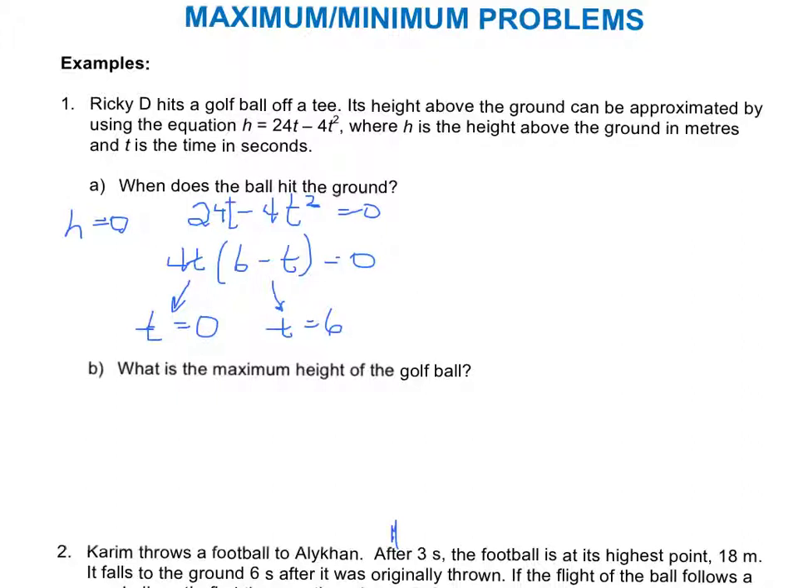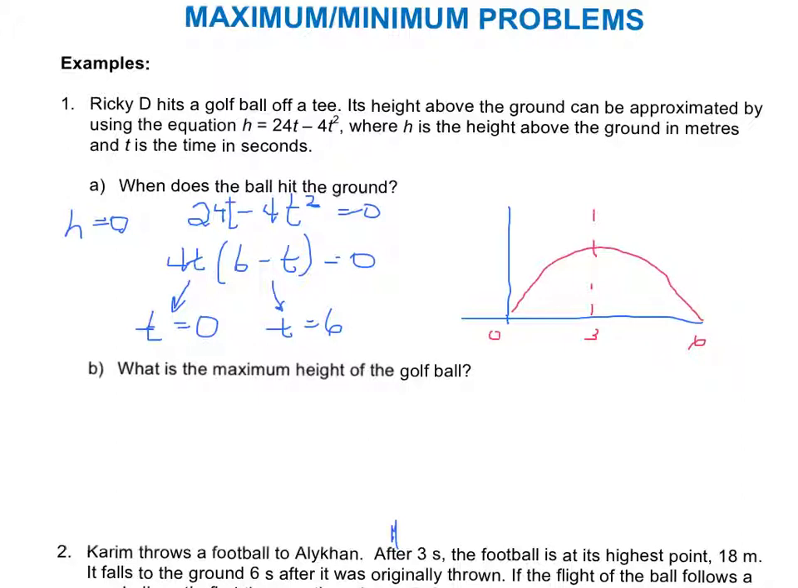Part B then says, what is the maximum height of the ball? Well, the first thing you need to ask is, when does that maximum height happen? If I do a quick sketch of this diagram here, I know that it starts at the ground, and 6 seconds later, it hits the ground. Well, we know that parabolas are symmetrical, so halfway, at 3 seconds, is when it hits its maximum height.